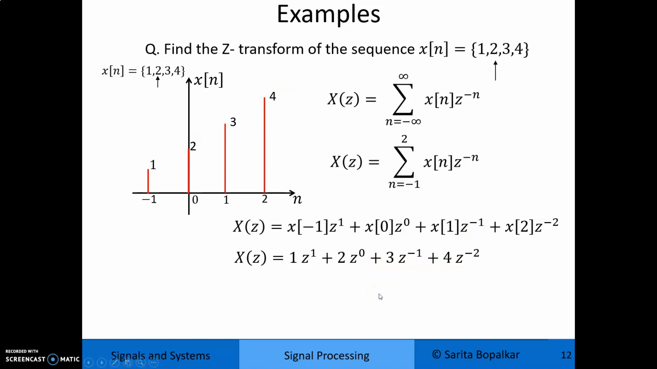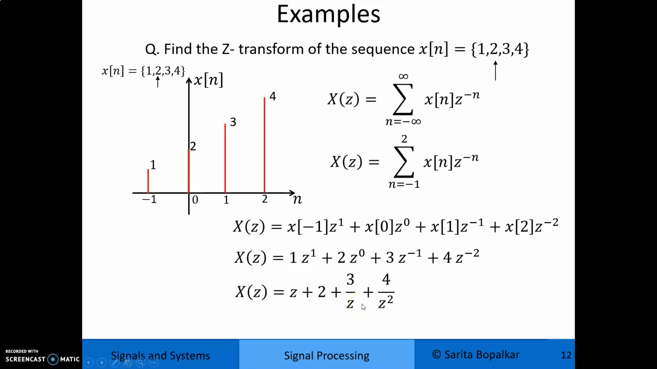Now the concept of ROC. ROC means what? Your x of z should be finite for which values of z. Now if you check here, if I put z is equal to 0, what happens? This becomes 0. It's okay. This becomes 2. Now here, z upon 1. If I put here 0, 3 upon 0 is infinite. So it becomes infinite for z is equal to 0.